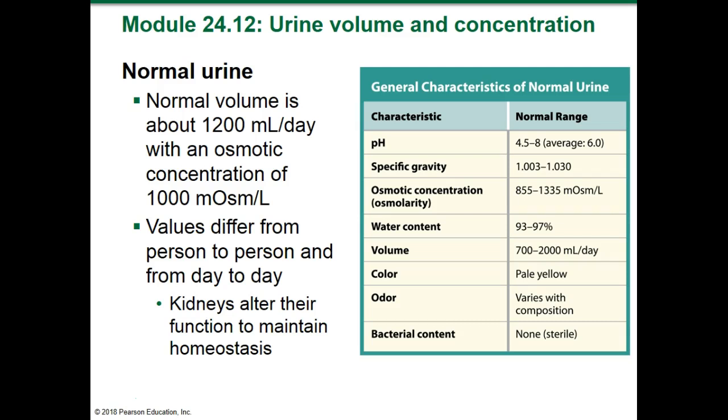Okay, so normal urine. Normal volume is about 1,200 milliliters per day, and has an osmotic concentration of 1,000 milliosmolar per liter. The values do differ from person to person, from day to day. The kidneys alter their function to maintain your homeostasis because you're eating differently, you have different activity. Maybe you were really hot on a particular day and you sweated it out.